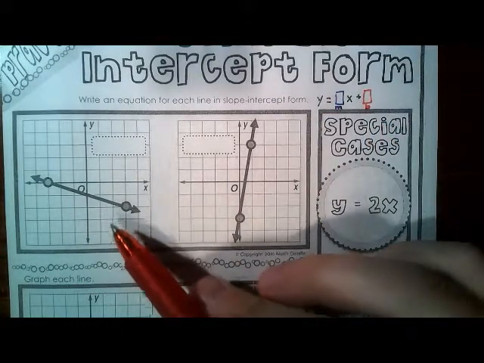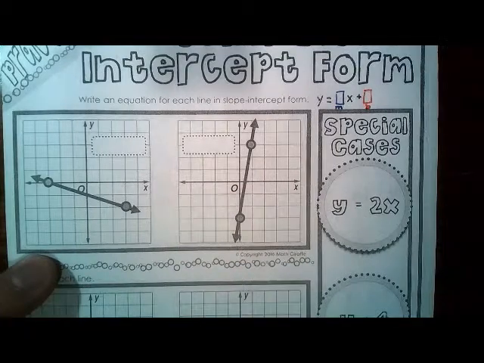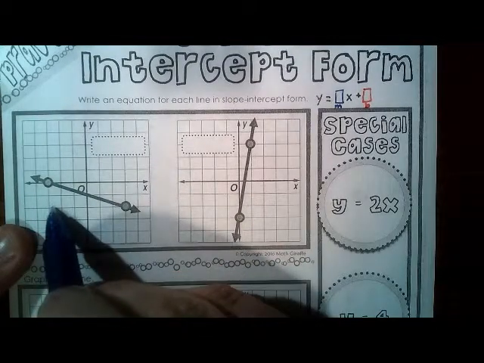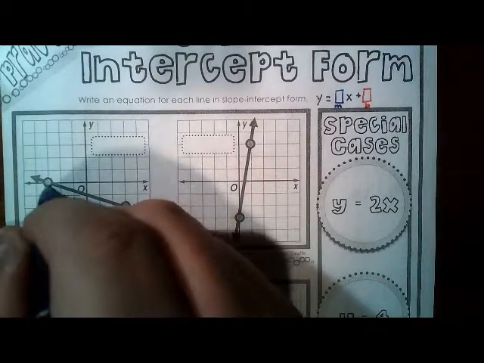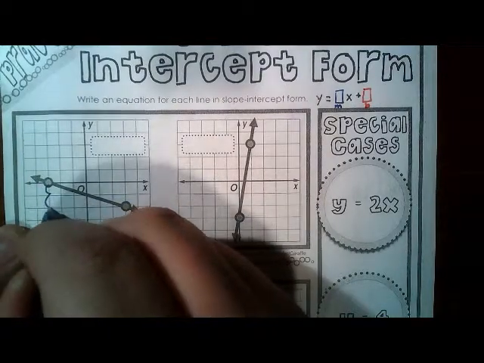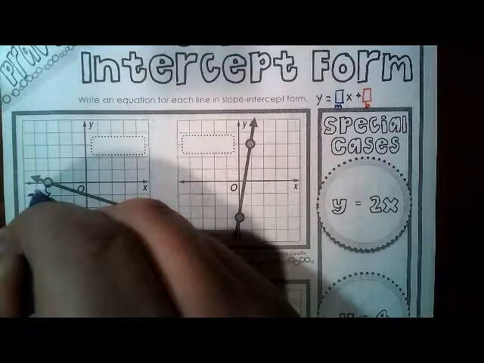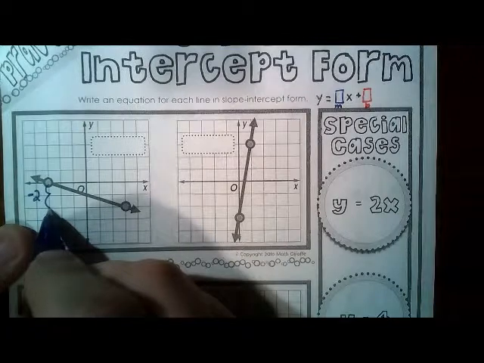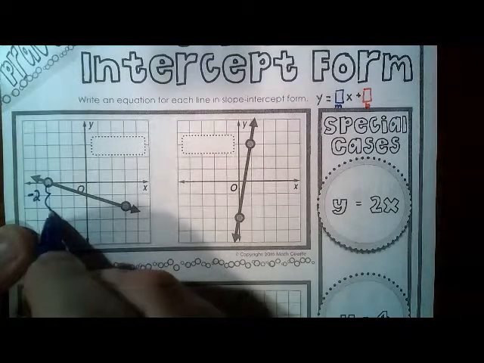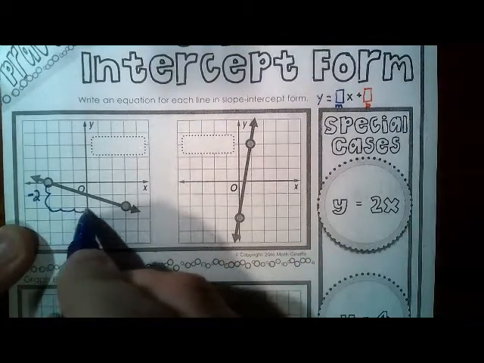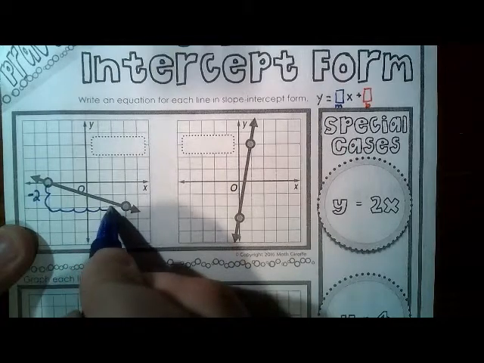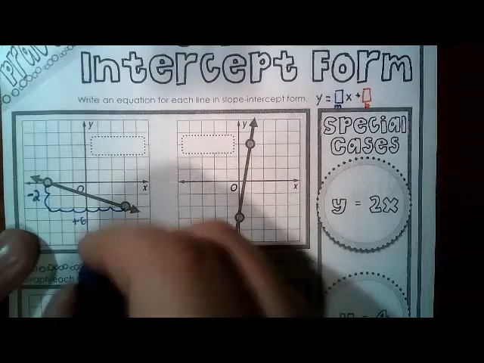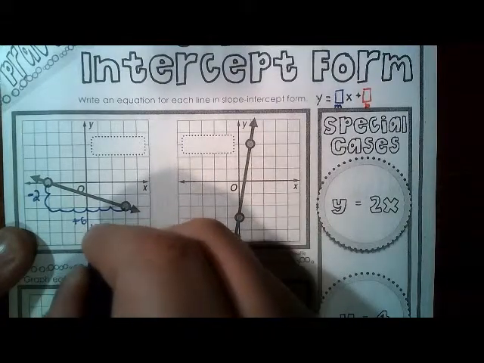So let's take a look at this one. First, let's find the slope. So remember my counting, if I go down, it's a negative direction. So I'm going to go down 1, 2, -2. Okay. Now to the right is a positive direction. 1, 2, 3, 4, 5, 6. Positive 6.